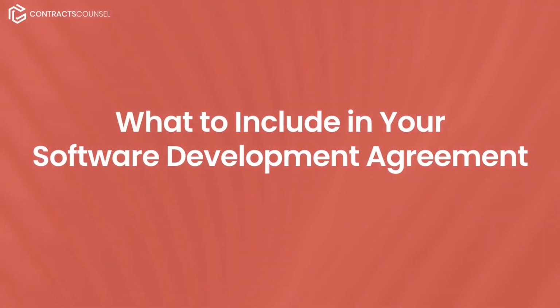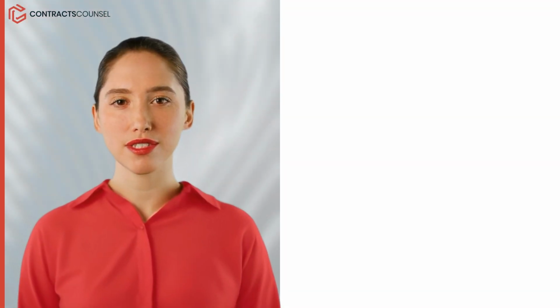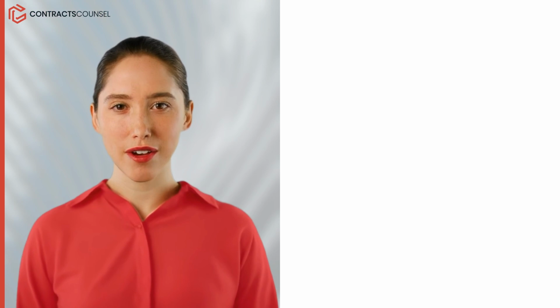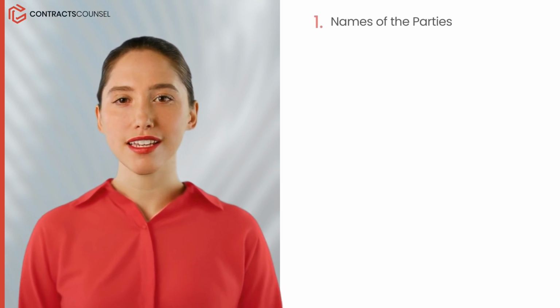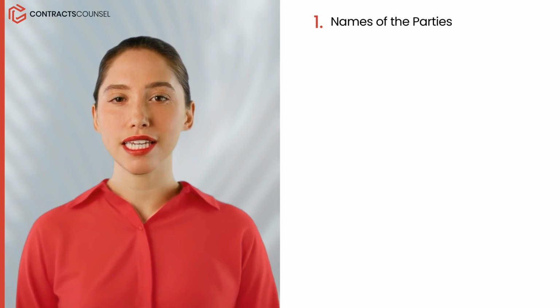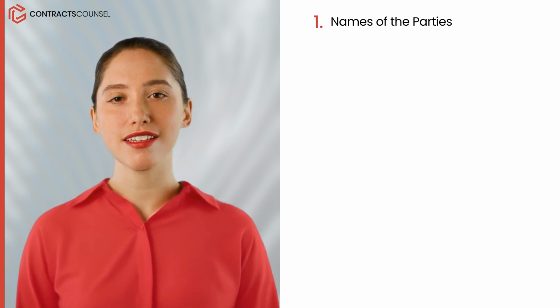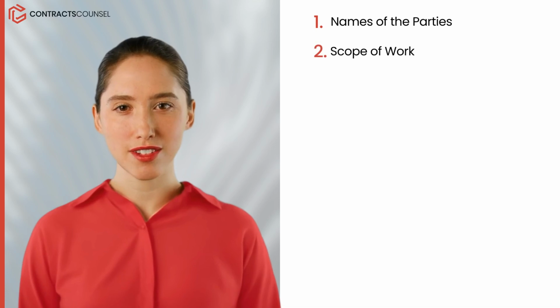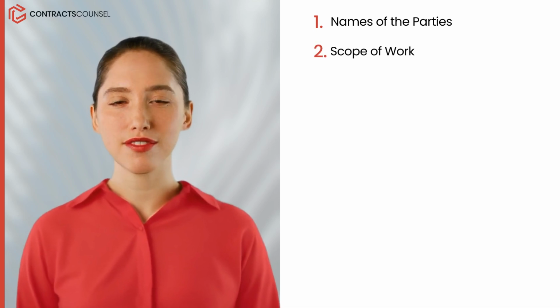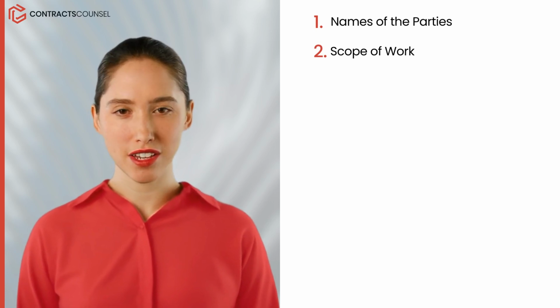What to include in your software development agreement. There are common terms used in development agreements. Here are some you will find. 1. Names of the parties. The agreement includes the legal names of the client and the developer. 2. Scope of work. This section specifies the software to be developed, including detailed descriptions and specifications.